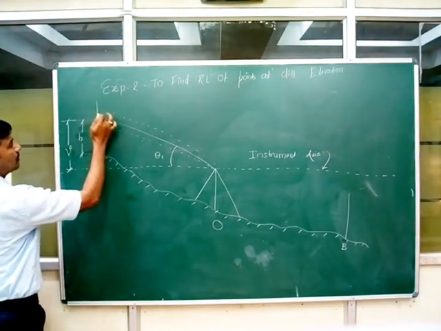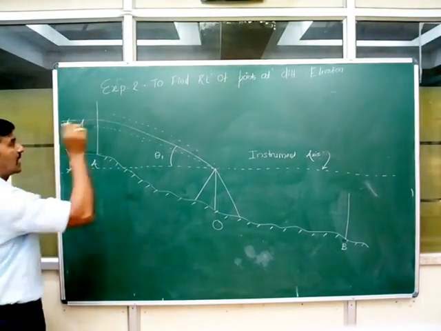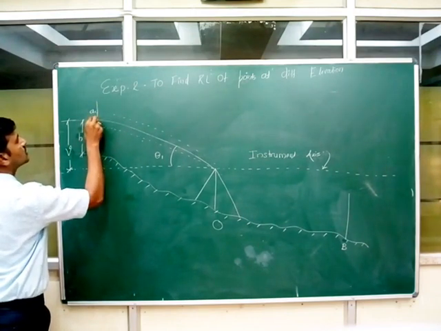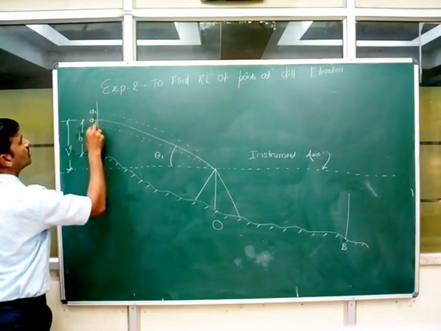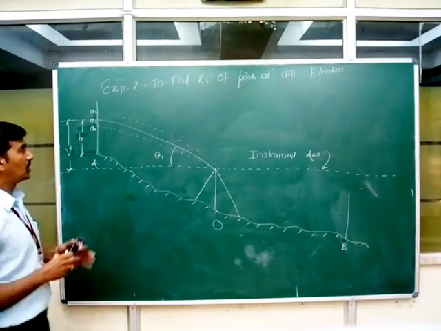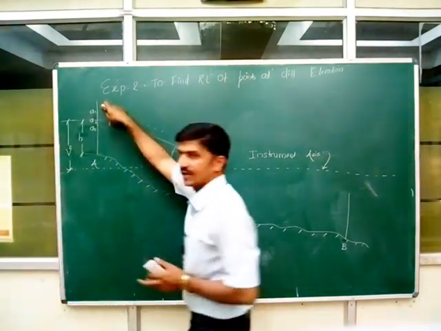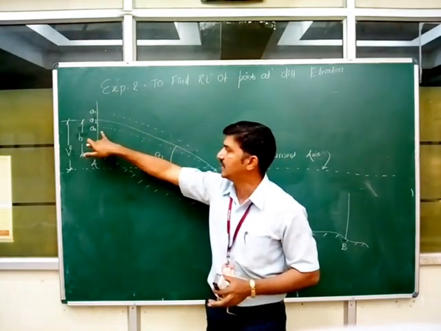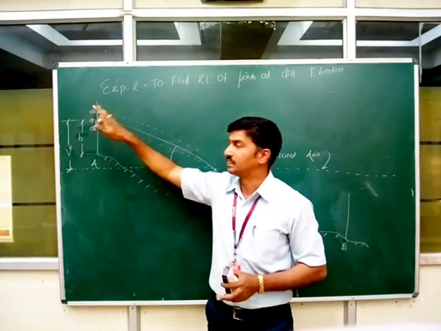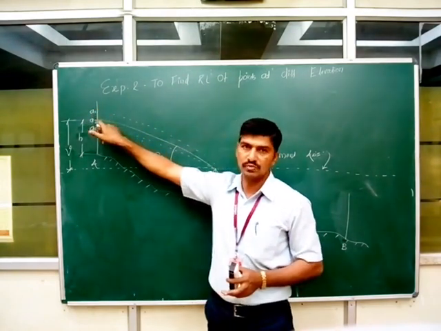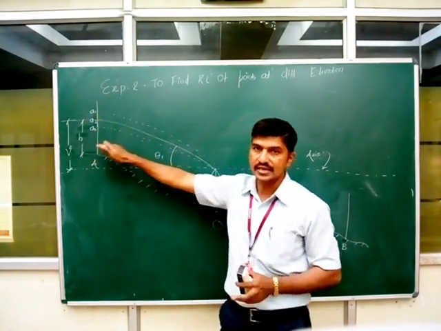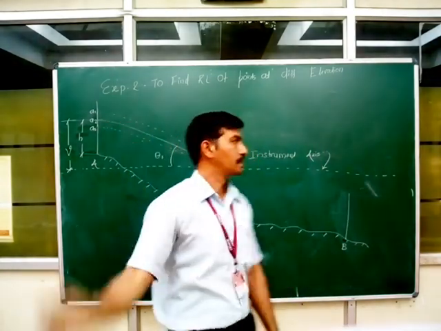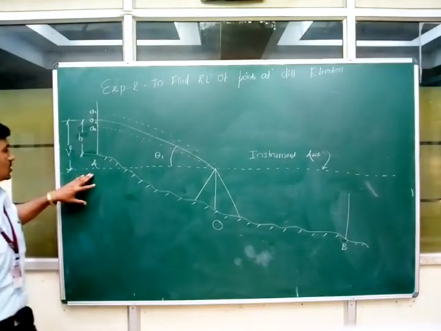We will name the top, middle and bottom cross hair readings as small a1, small a2 and small a3. Students, A1 is the top cross hair reading, A2 is your middle cross hair reading, and A3 is the lower cross hair reading. So this is all about case number 1.